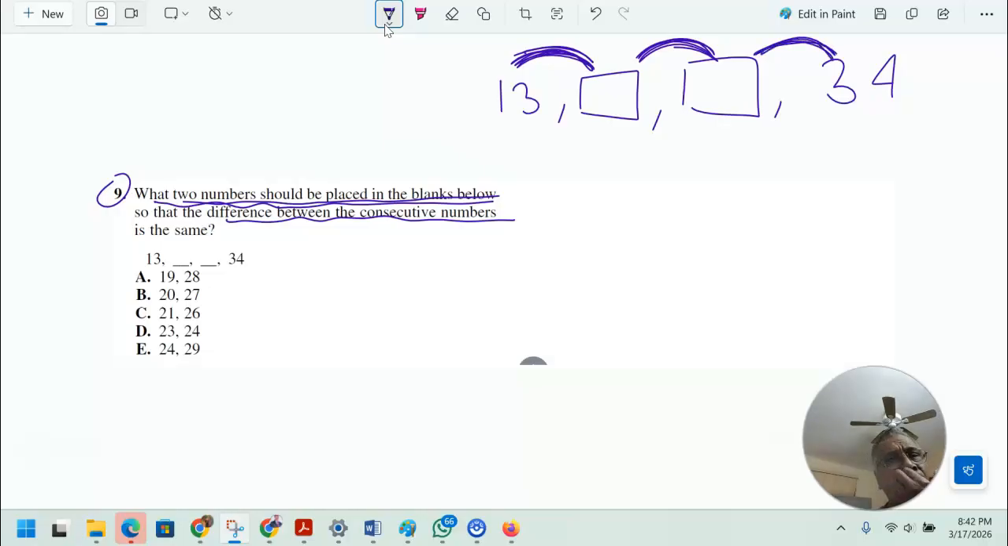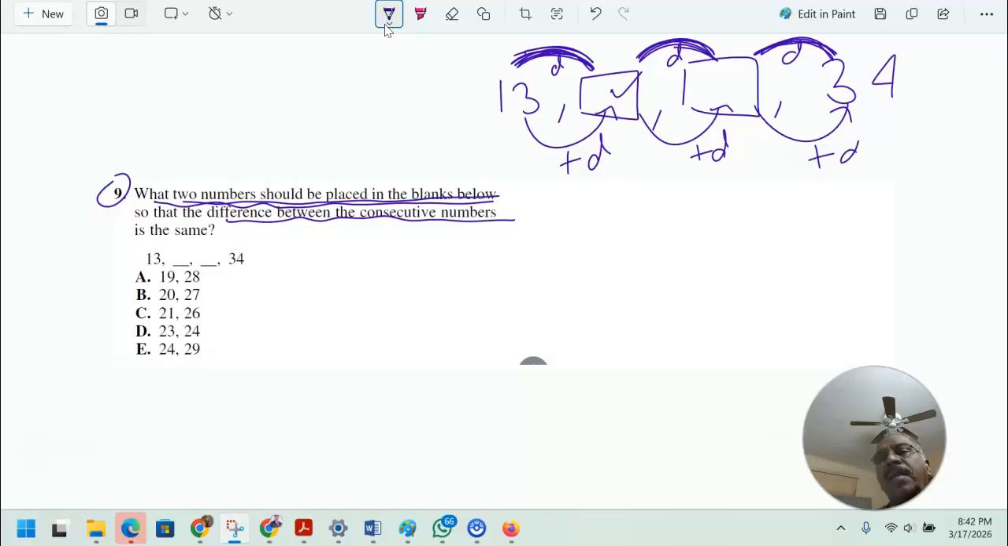Now we don't know what this is, so let's call it a number D. So what is that D? What is getting added? When you add this, it is plus D, you get this number. Then you add another plus D, you get this number, and you get another plus D. You get 34. That means you begin from 13, and how many D's do you add? There are three of them. So it is 3 times D, and that gives you 34. See?